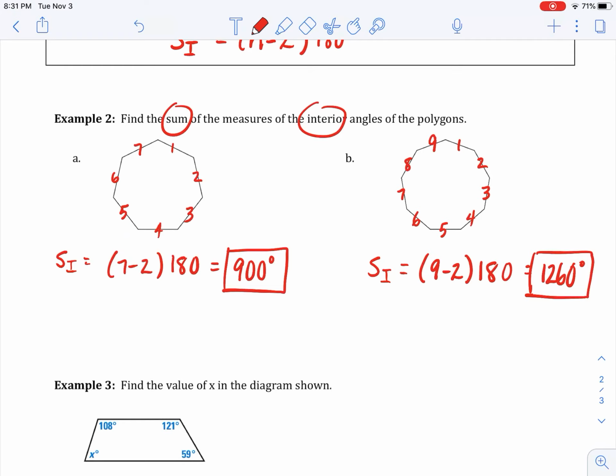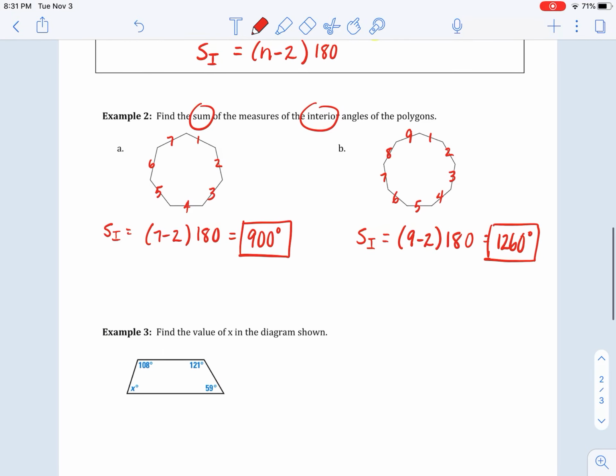All right, so take the number of sides minus 2 times 180 to get the sum of the interior angles for any shape other than a triangle, right? A triangle is going to be 180 degrees, and every other shape is going to be a multiple of 180.